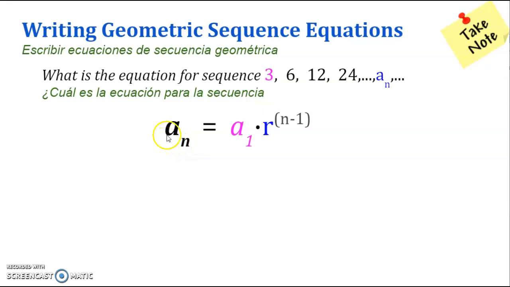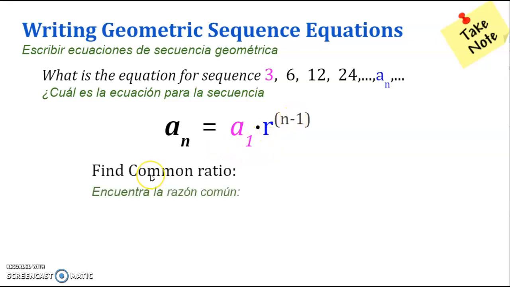Now that we've established that, we can use the geometric sequence equation where a sub n is equal to a sub 1 multiplied by r to the power of n minus 1. To find the equation for this sequence, you need to first find the common ratio, and that's going to be the second term divided by the first term. Or you could have used the third term divided by its previous term, which is the second, so 12 divided by 6 or 24 divided by 12. They're all going to come out to be 2.